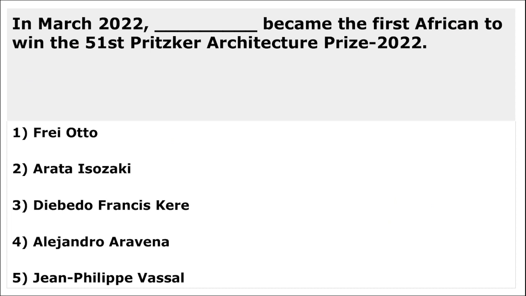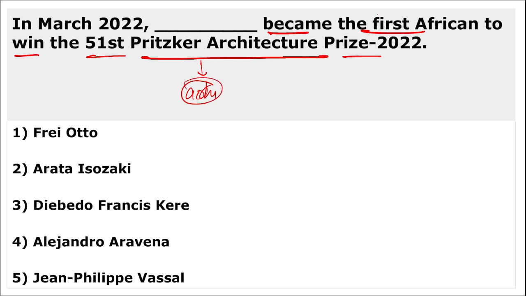Next, read the next question. It is saying, Dash became the first African to win the 51st Pritzker Architecture Prize. This Pritzker Architecture Prize is given in the field of architecture. Who became the first African to receive this 51st edition of the Pritzker Architecture Prize in 2022? Tell me. He is Diébédo Francis Kéré.